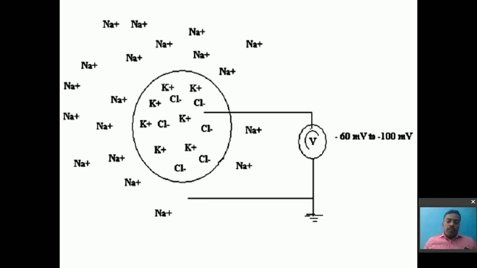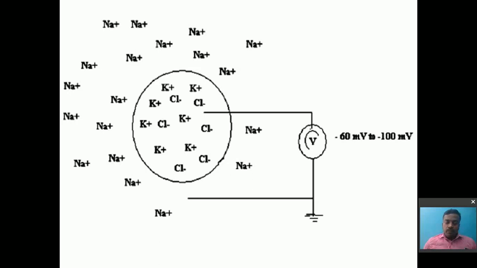This is the default condition. What is the meaning of resting? Rest means there is no movement of charged particles. The charged particle outside the cell is sodium, which is positive. Inside the cell are potassium and chloride. Mostly chloride is present, so it is a negative voltage. This is the resting potential. The resting potential range is minus 60 millivolt to minus 100 millivolt.